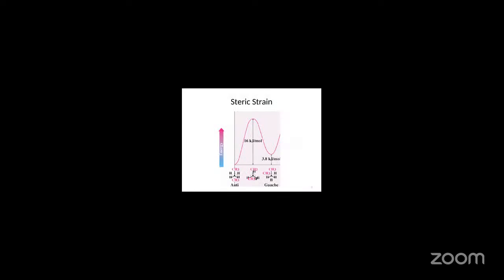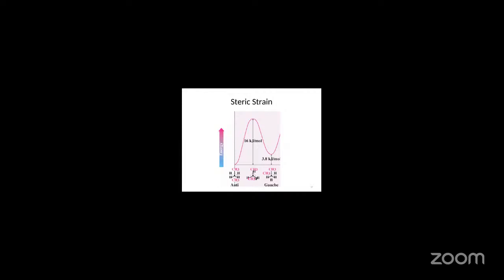Now, this is steric strain. If you're talking about steric, it's the effect of a bulky group. Look at anti and gauche. Anti is more stable than gauche. In anti, you can see that the methyl groups are far apart, so they're not repelling themselves. While in gauche, the methyl groups are close together, and that is where we have the steric strain.